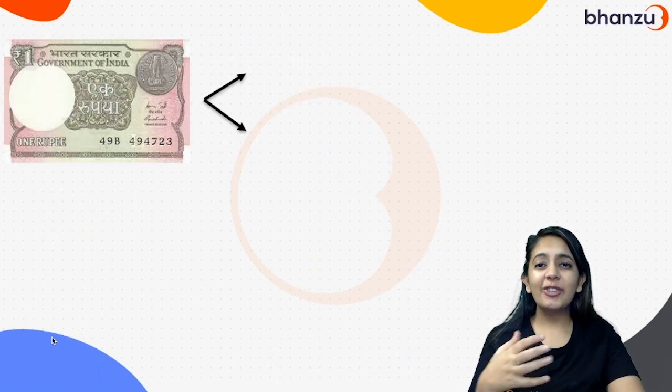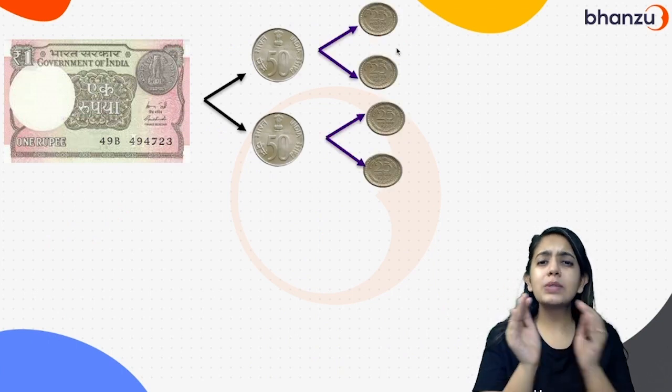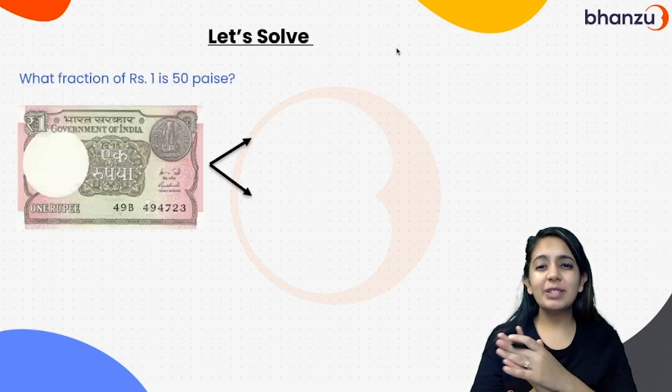Now let me show you how they look. So this is how they look. The 50 paise coin is a little bigger, whereas 25 paise coins are a little smaller. Now let me ask you questions based on this.